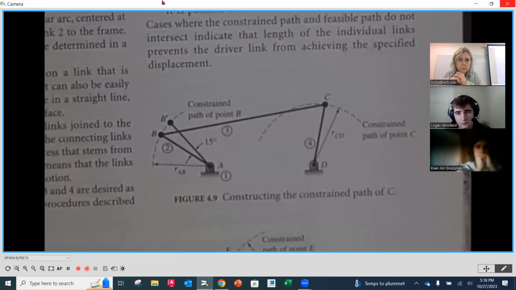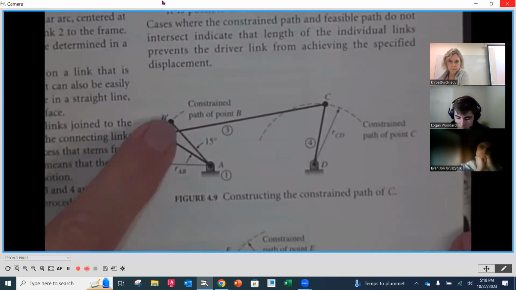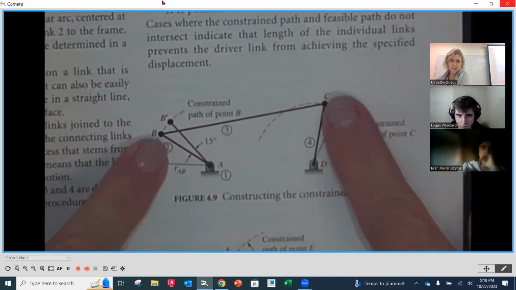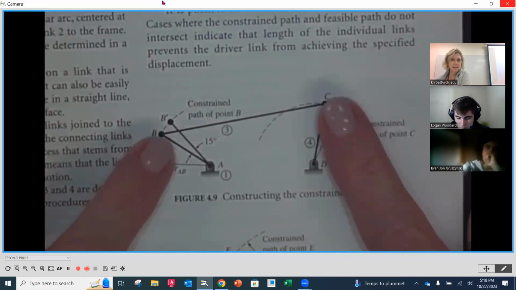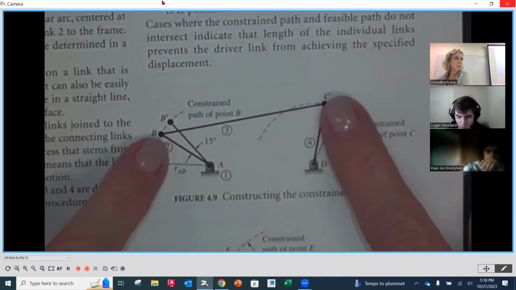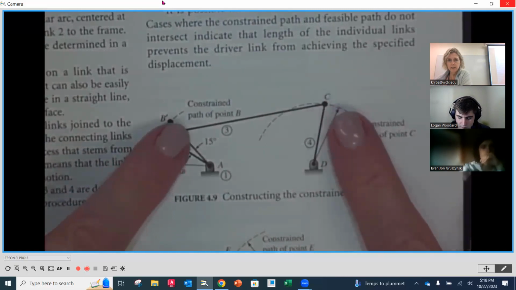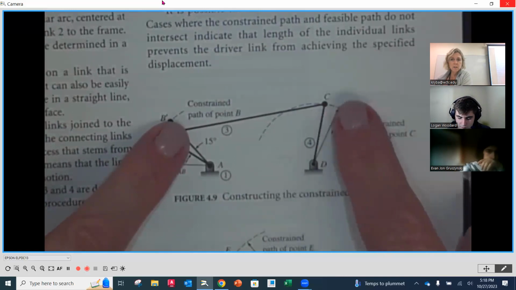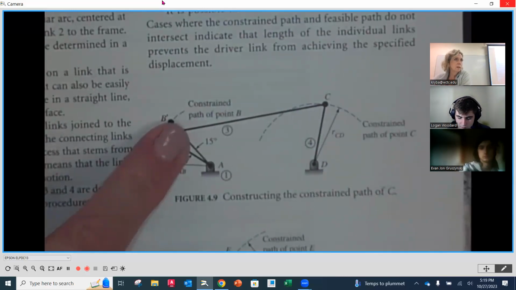From B prime, it would be the same distance using number 3. Yes, exactly. So this is the length from B to C, and that's a rigid length that's going to remain the same throughout the whole linkage path. So now we're going to take that length and strike an arc and see where it intersects the path that C took. Okay, that's exactly what we're going to do.